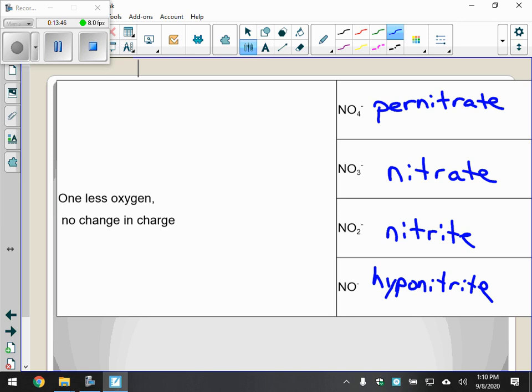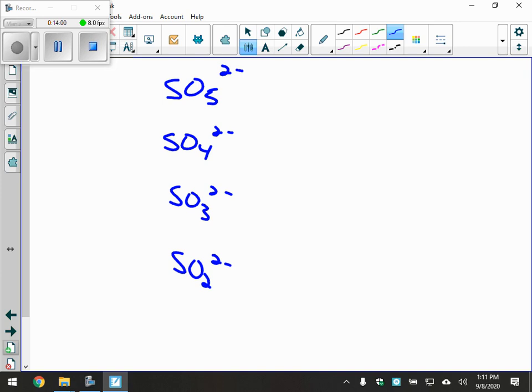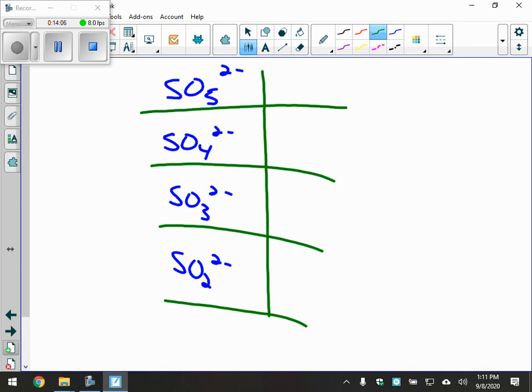So let's do another one here. Let's take a look at this one here. Let's start with SO5, and that's a 2 minus, SO4 2 minus, SO3 2 minus, and SO2 2 minus. Okay. So when you're done copying those down, again, the charge stays the same, 2 minus for each one of these: SO5, SO4, SO3, SO2, all with a 2 minus charge. Go ahead and find whichever ones you can on the periodic table, the polyatomic list, write them down, and we'll go from there.